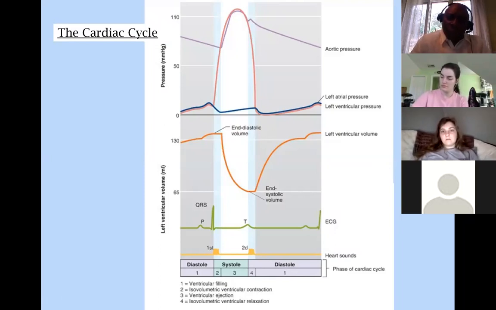Okay, so we won't care about the left ventricle, the left atrium. That's a lot of information. I'll let you pause for questions here. Any questions? All right, let's move on.